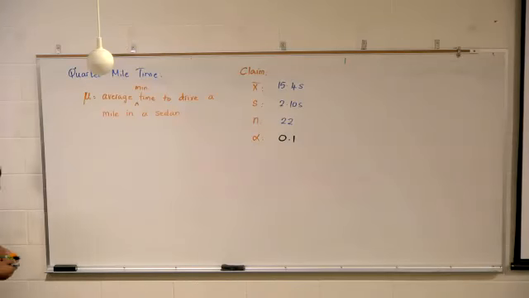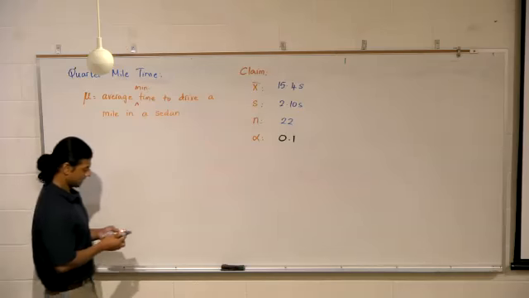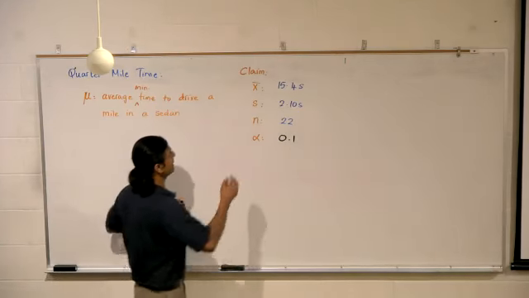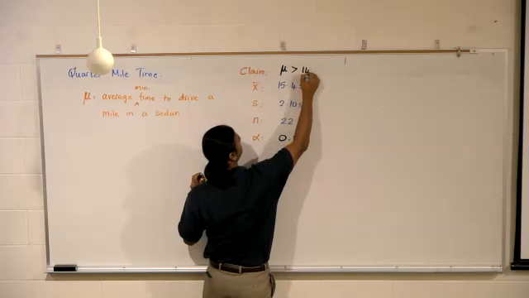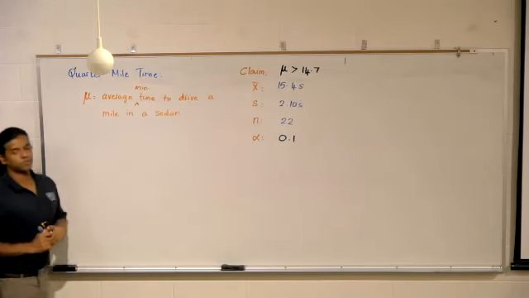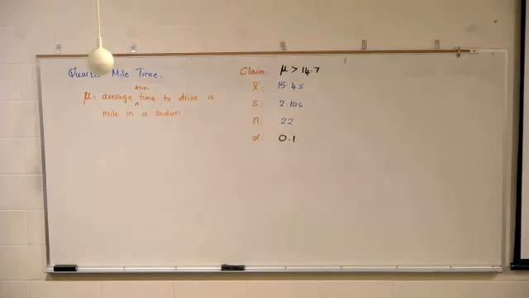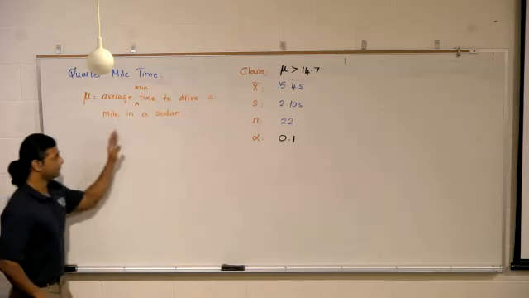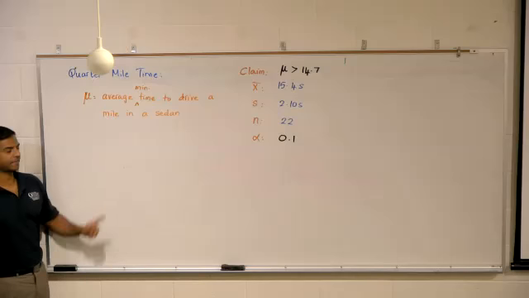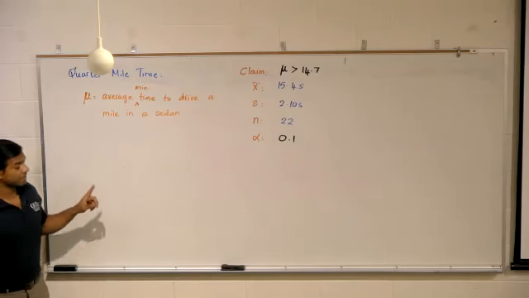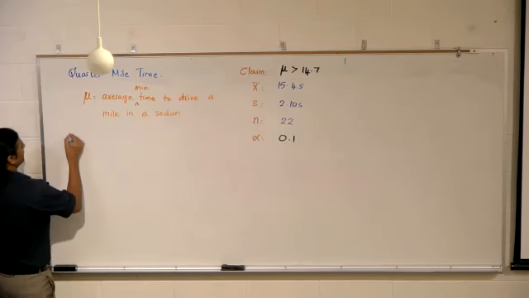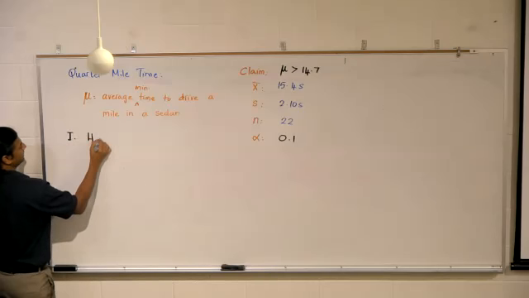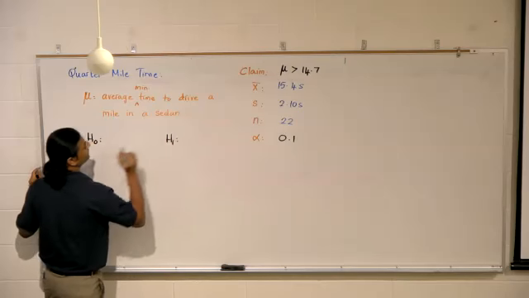So the average minimum time to drive a mile in a sedan is claimed to be greater than, was it 14.7? Yeah. So even before you start, the very first step must be to write the definition properly, because if you mess this step up, then everything is going to be wrong at the end. So start with null and alternative.